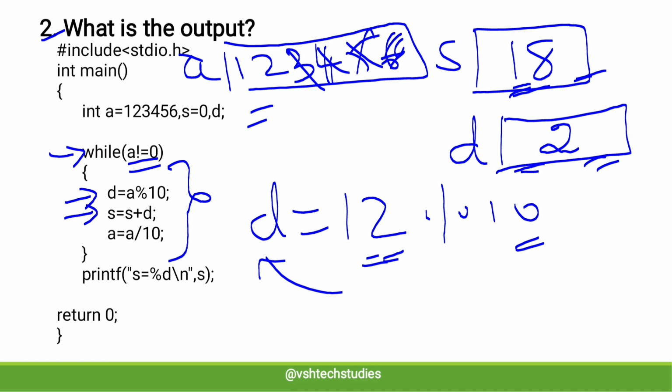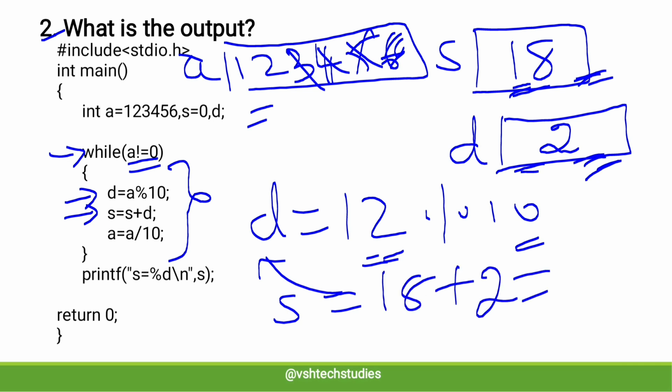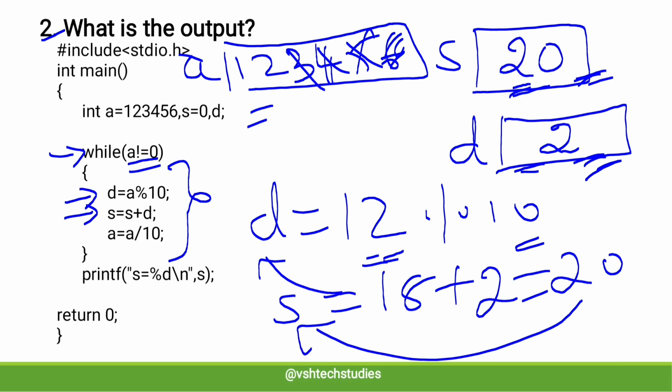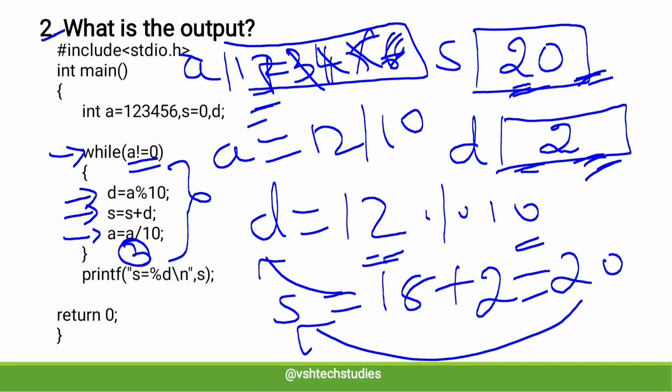Next instruction, S is equal to S plus D. S is 18 plus D, that is 2. So 20 must be saved in S. So in S, 20 is saved. The third instruction, A is A divided by 10. A means here 12, divided by 10 means 1.2. This 0.2 cannot be saved, only 1. So all the three instructions are over. At the end of this iteration, A is 1, S is 20, D is 2. So the control will go back to the next iteration.